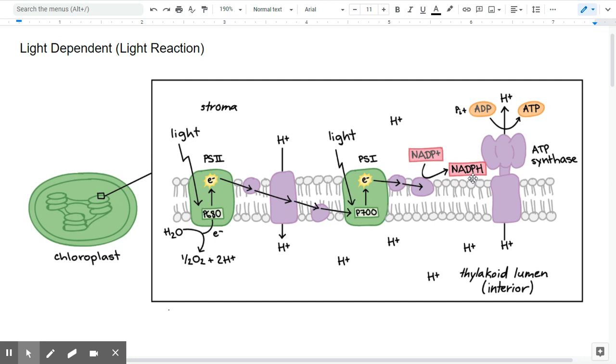NADPH, okay? And then also we have this other protein in here called ATP synthase. Obviously, synthase sounds like synthesis, which is making. So it's an ATP factory, which takes these H pluses that we have here in the thylakoid space, and it uses them as a means to help make ADP into ATP.